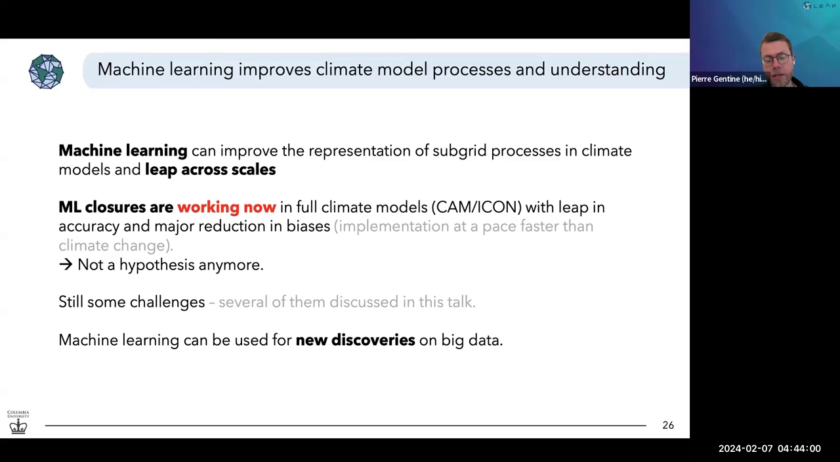But machine learning is also a great tool to make new discoveries, especially on big data. It's a great summary of very complex data, and oftentimes our brain cannot process all of that data and make sense of it. That's a tool we should use more and more to understand complex and high dimensional data.